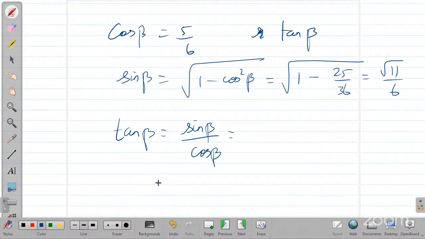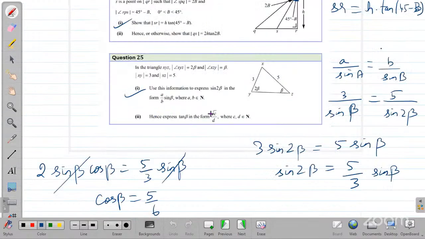Would it be root 11 over 5? Yeah, the answer is right. So root 11 over 6 divided by 5 over 6. 6 gets cancelled. Root 11 over 5. That's the answer. We have represented it in the form of C and D. So C is equal to 11 and D is equal to 5. Is the solution clear? Yeah.